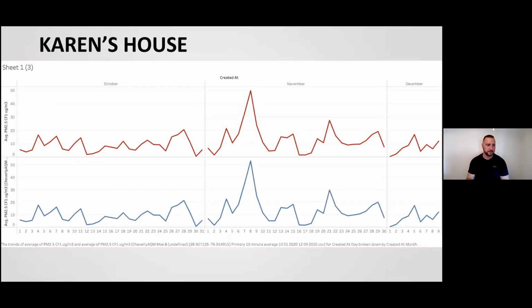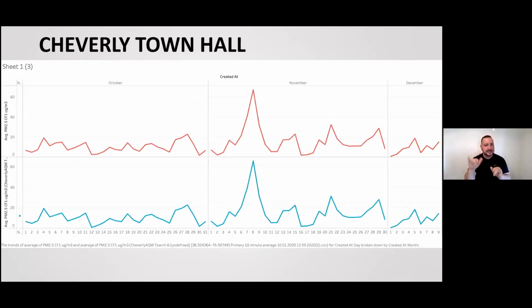And then we also have another monitor located at Karen's house. Also you can see in November, there's a large spike around the same time. And then the Cheverly Town Hall, at the same time, there's a large spike. But the rest of the month, there are still ups and downs. And the more monitors we have, the easier it will be to identify why the ups and downs are occurring and when they occur.